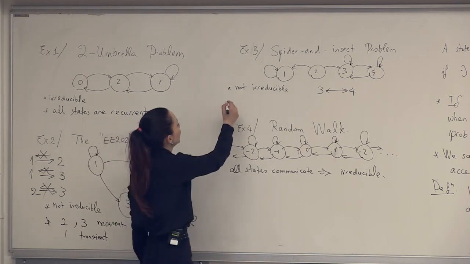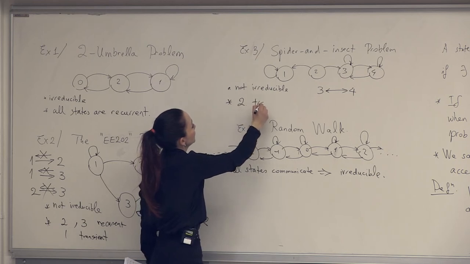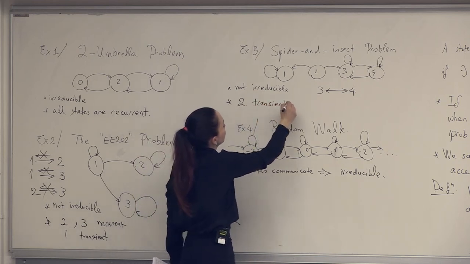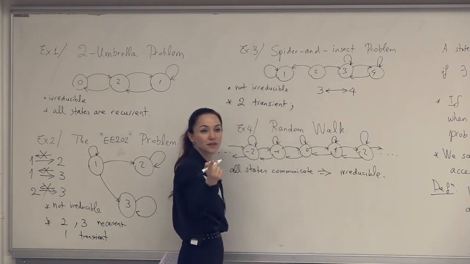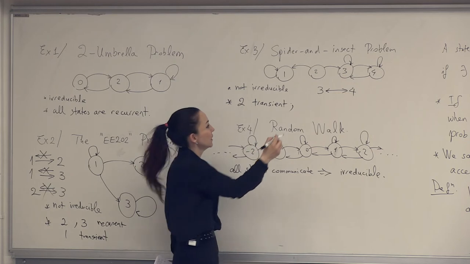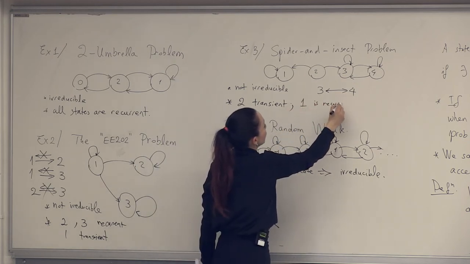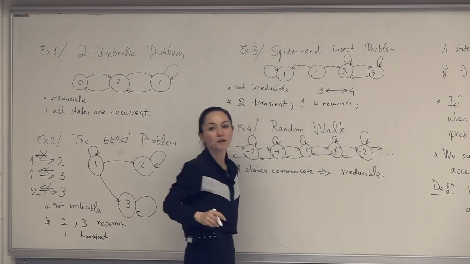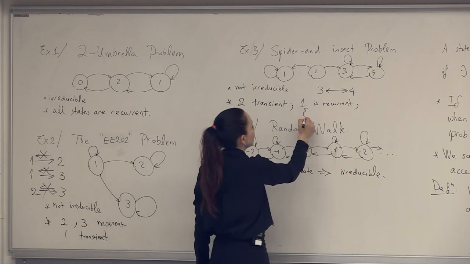Very nice. Here, 2 is transient. 1, clearly, right? 1 is recurrent. How about 3 and 4? 3 and 4 are also recurrent.